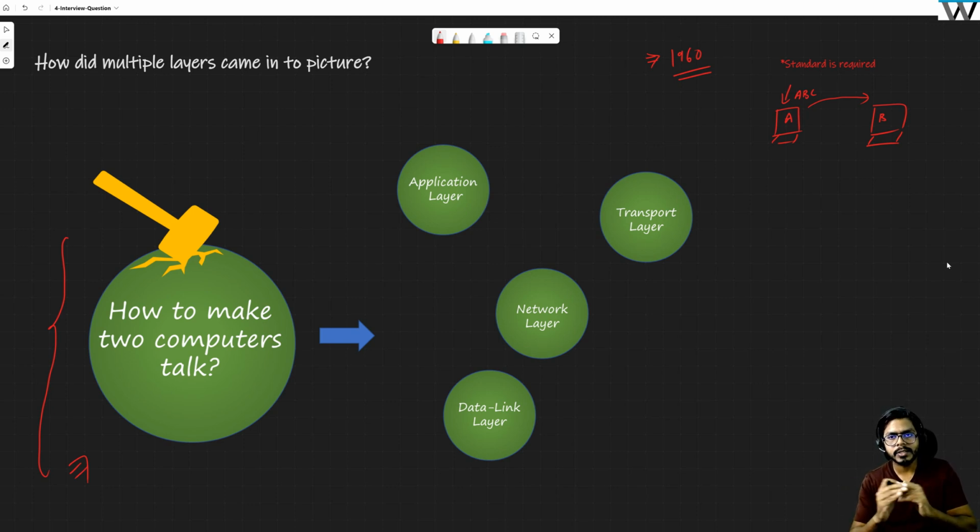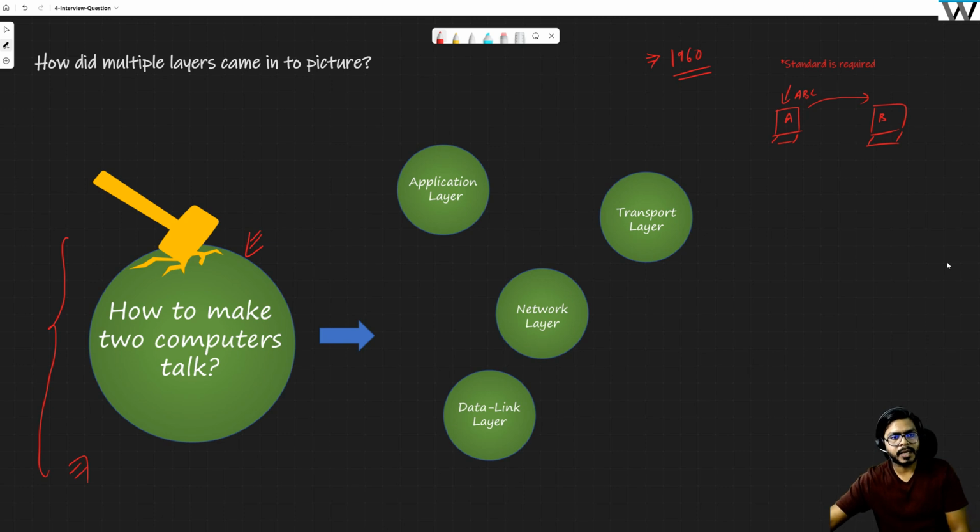So if there is any solution which is really hard to understand, if you look at every piece of it together, it is going to look pretty hard. But believe me, if you break it into multiple pieces, understand each piece individually and then combine them, it is going to be really easy for you, right? So the problem in the 1960 era was how to make two computers communicate or talk, right?